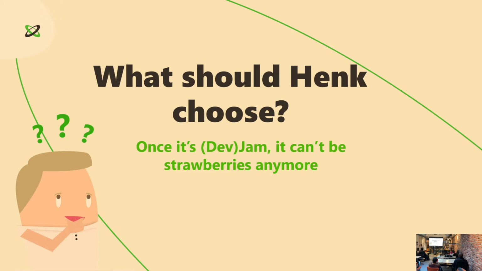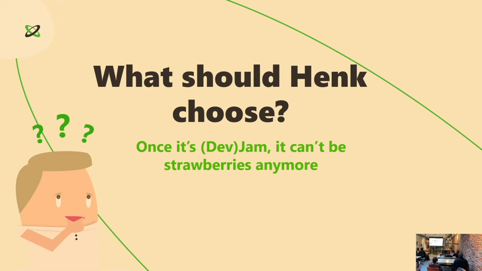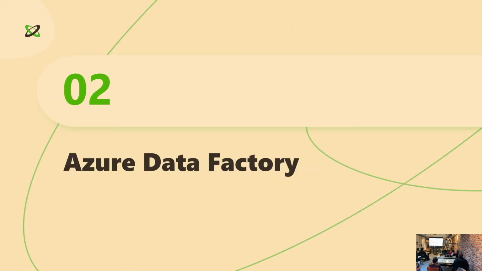So, right off the bat, what do you think Hank should choose? Because once we've made the decision, we cannot go back, right? Migrating back, that's going to be a very bad time. So who thinks it should be Azure Data Factory? Or Databricks? Or Synapse Analytics? You don't want it to be Synapse Analytics. No. But who knows, maybe, might be. But let's start with Azure Data Factory.